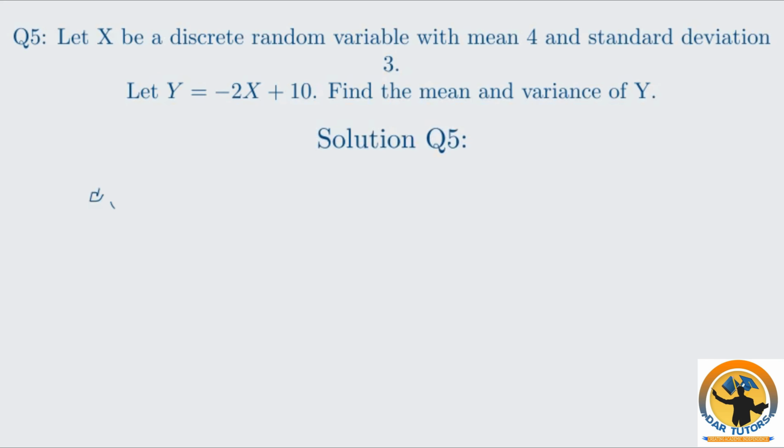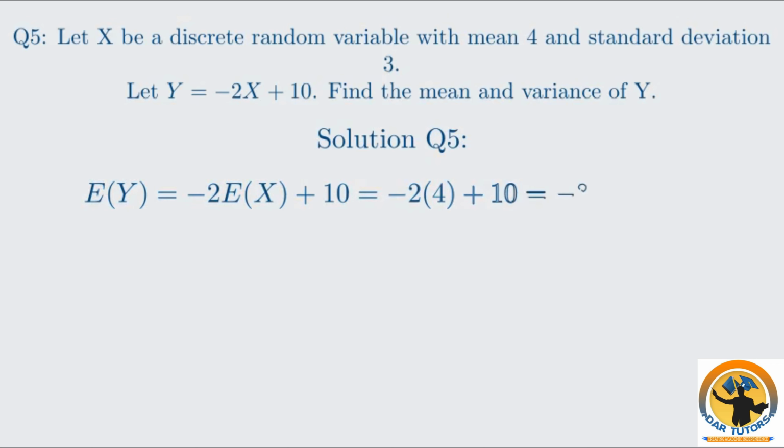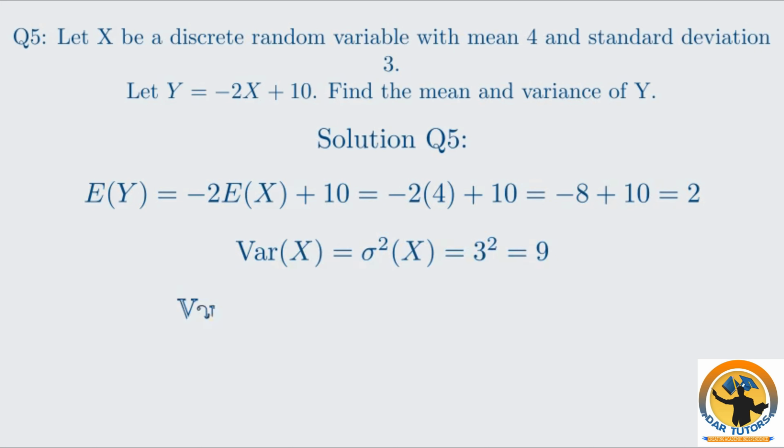Solution. The mean of Y is negative 2 times the mean of X plus 10. That's negative 2 times 4 plus 10, which equals 2. The variance of X is the standard deviation squared, 3 squared, which is 9. The variance of Y is negative 2 squared, times the variance of X. That's 4 times 9, which is 36. Notice that even though we multiplied by a negative number, the variance of Y is positive, because the coefficient gets squared.